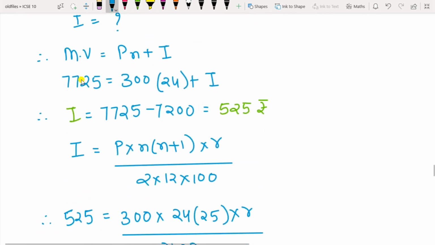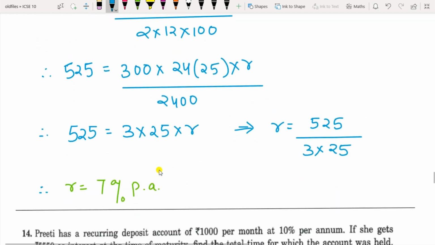So maturity value is given, so apply the formula for maturity value. You will get I as 525. Then apply the formula for I here, and then you will get R as 7%.